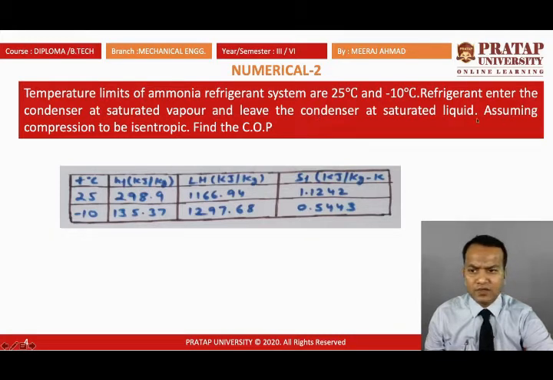Assuming the compression to be isentropic, find the COP of the refrigerant system. A table is given with the values for different temperatures, 25 degrees Celsius and minus 10 degrees Celsius. HF and latent heat are given for these two temperatures. HF is the specific enthalpy at saturated liquid, and it is given in the table.